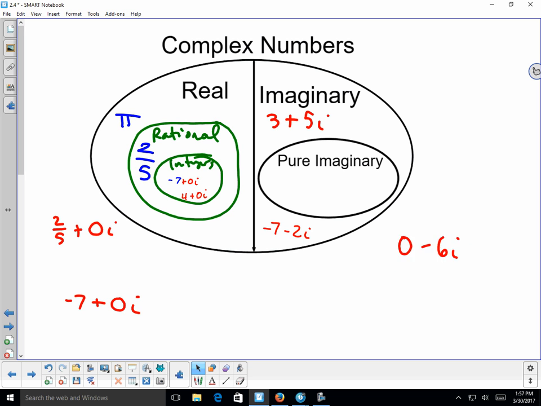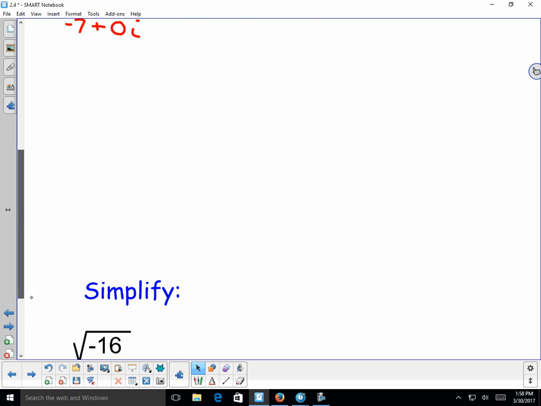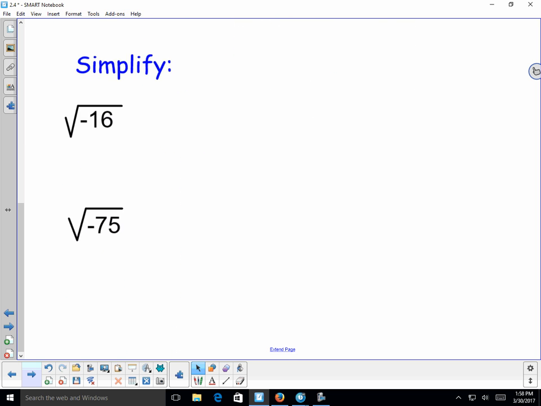Where to put this one? Well, this one doesn't have a real part, but it does have an imaginary part, so we would call that a pure imaginary number. So 0 minus 6i is really just -6i, and so that would go in the separate little subcategory of imaginary numbers. But remember, these are all what kind of numbers? Complex numbers. All right, that leads us to simplifying complex numbers.